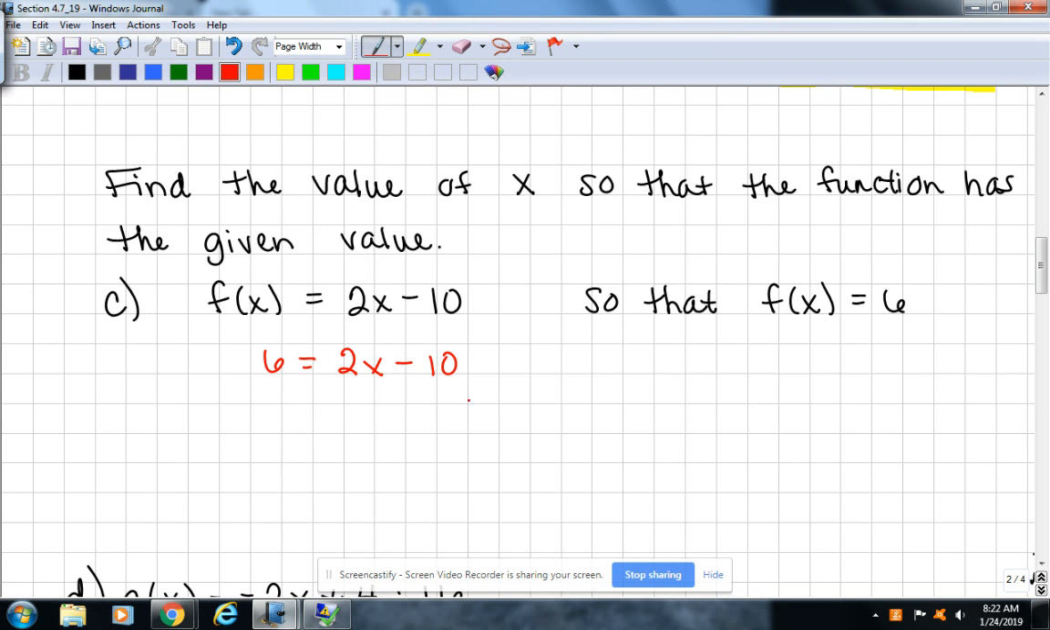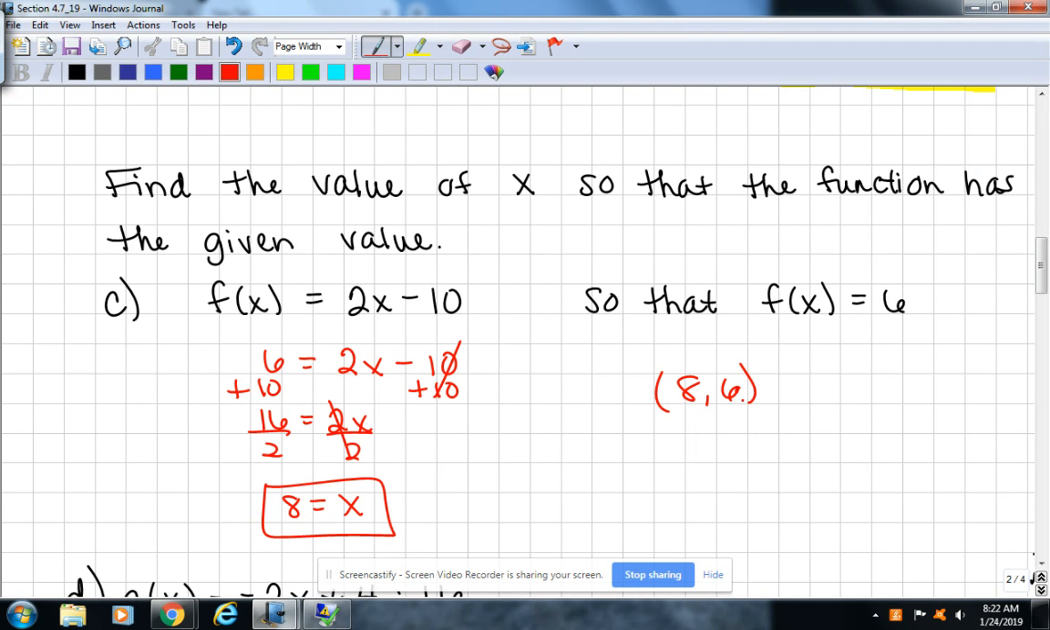Okay, so how do I solve this for x? Add 10 to each side. What's 6 plus 10? Equals 2x. Then what? Divide by 2 everywhere. What's 16 divided by 2? 8. There it is. So that means the ordered pair 8, 6 is on that line. Okay? Got it? Because that's the y.